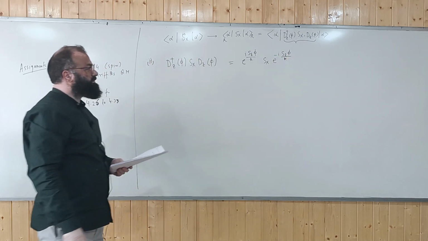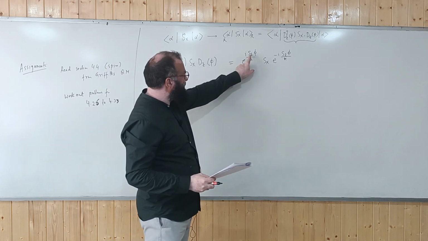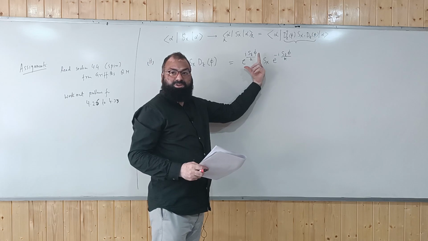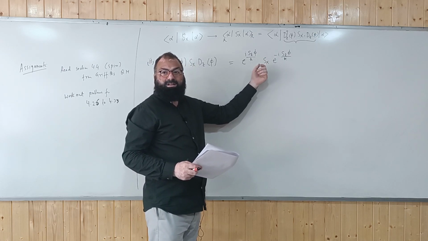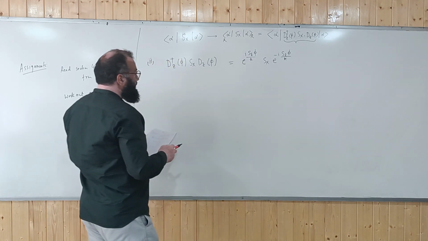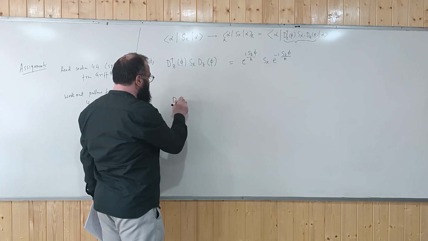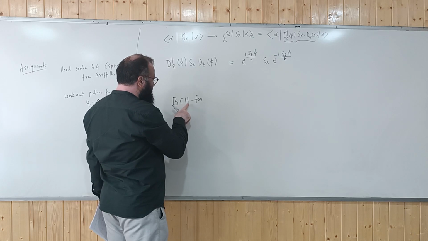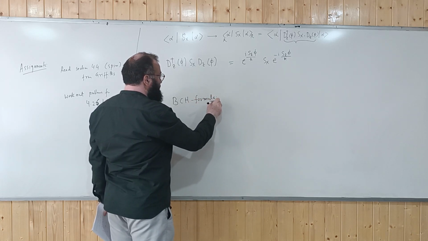Clear? Got it? Now you have an operator Sz here, Sx here, and Sz, so these two are conjugate to each other, and you have an operator in between. Clear? Okay, now how to do it? There is a well-known relation that we call the BCH formula, the Baker-Campbell-Hausdorff formula. So what does it say?